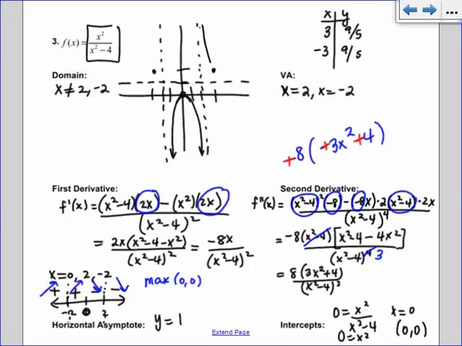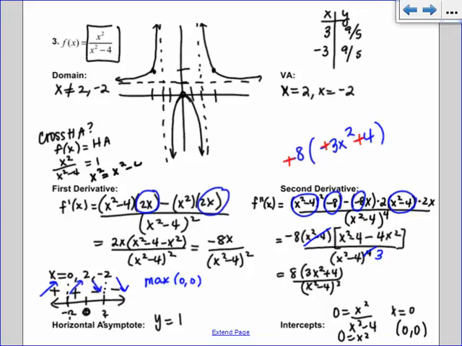My guess is that it goes like this. But we really should verify that it doesn't cross the horizontal. So that's what I was showing you guys before. If you're trying to decide if it crosses the horizontal, set your function equal to the horizontal asymptote. This is super fast. You'd have x squared over x squared minus 4 equals 1. When you multiply that x squared minus 4 over, you get x squared equals x squared minus 4. What happens when you subtract the x squareds? What do we get?